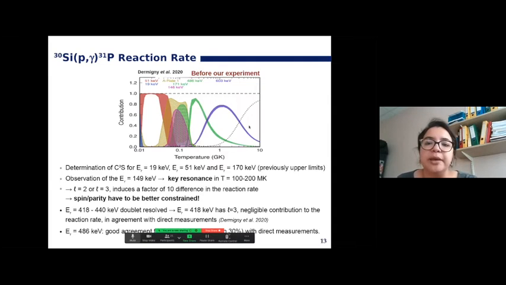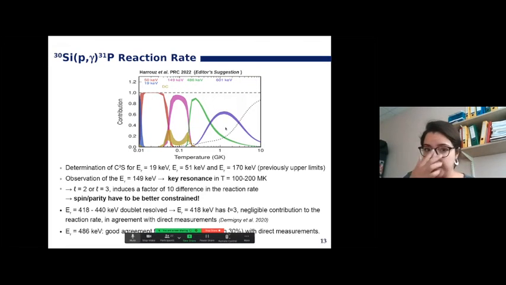We can see the impact of these new results obtained from the transfer reaction on the figure of the fractional contribution. So we went from this state of the art to these new results. So we could identify and measure the main resonances contributing to the reaction rates at lower temperature.